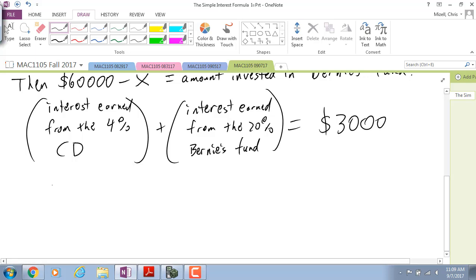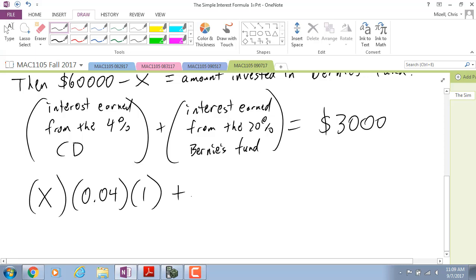So this interest would be principal times rate times 1, I'll say. Principal X dollars going into the CD times the rate, 0.04, times the time of 1 year. Interest earned by Bernie's fund, if it pays 20%, that's going to be $60,000 minus X times the 20%, which we can write as a decimal, 0.20. And that's going to equal $3,000.